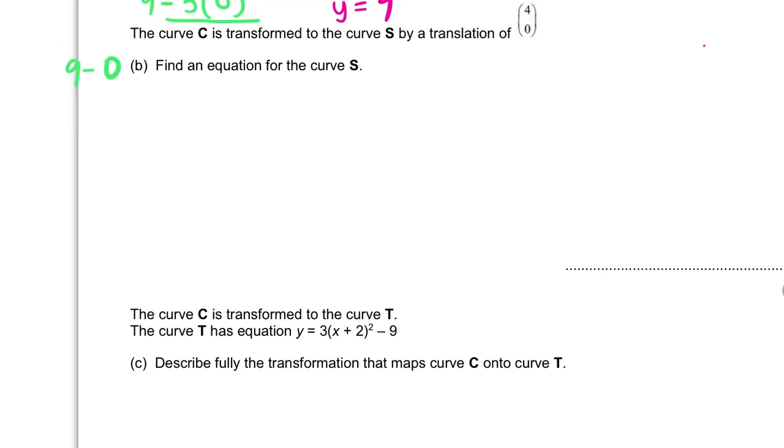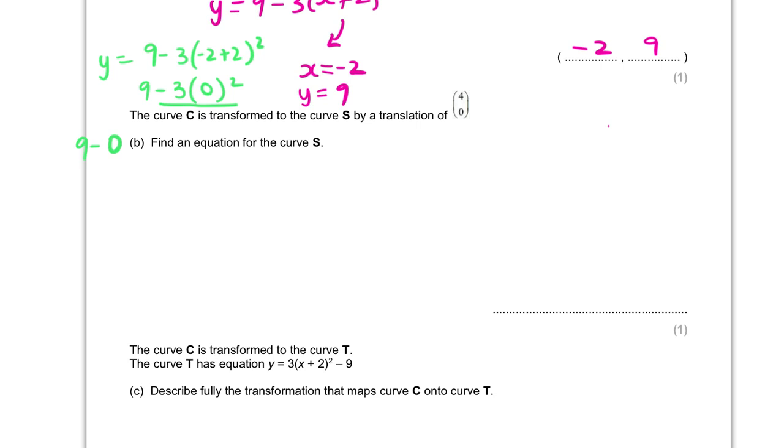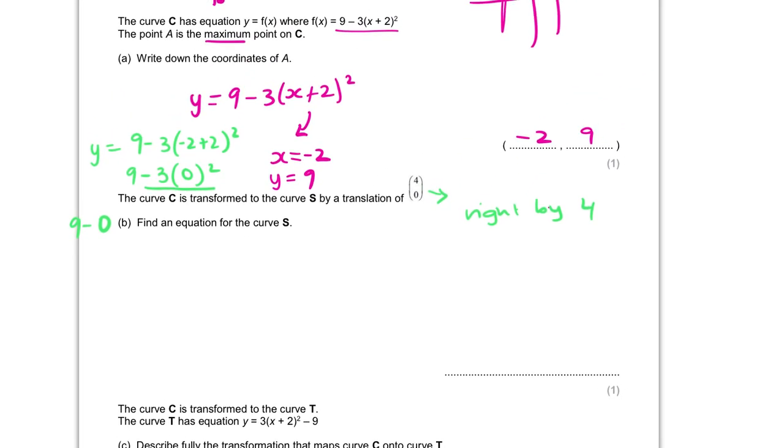Right. The curve C is transformed by 4, 0. What's happened here? Moved to the right by 4. Has anything happened to... No. Find the equation of S. So if it's moved to the right by 4, we're technically doing f of x minus 4, aren't we? Yeah? Okay, guys, same as before.